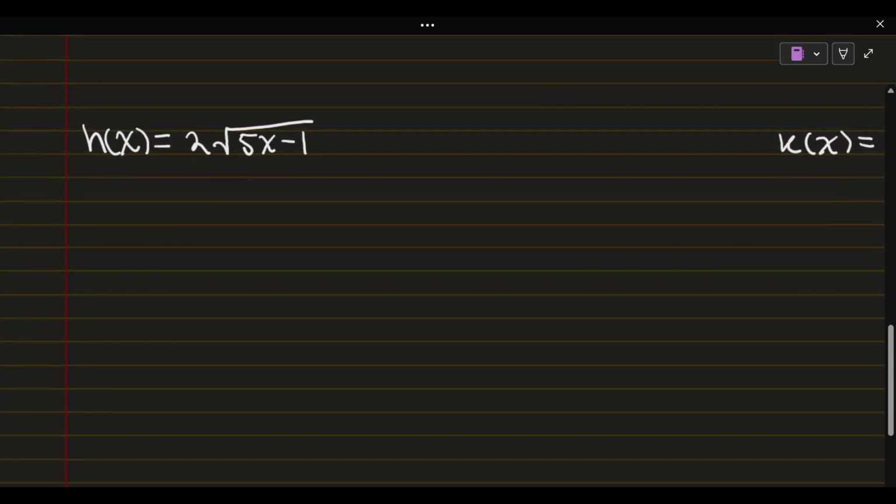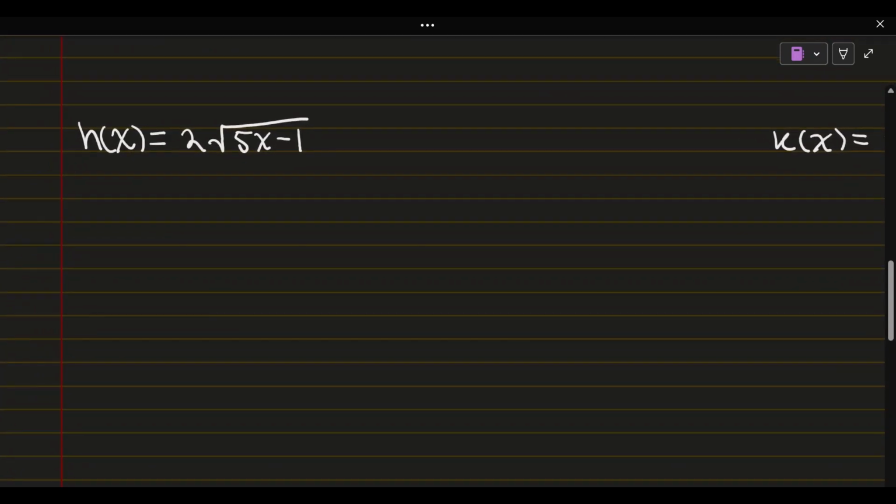h of x equals 2 square root of (5x minus 1). Let's draw that. That is just the graph of the square root of x shifted right 1 unit, horizontally compressed by a factor of 5, and stretched by a factor of 2. In any case, it looks something like this. And I can draw a horizontal line at every point, and it won't touch more than once. So this is invertible.